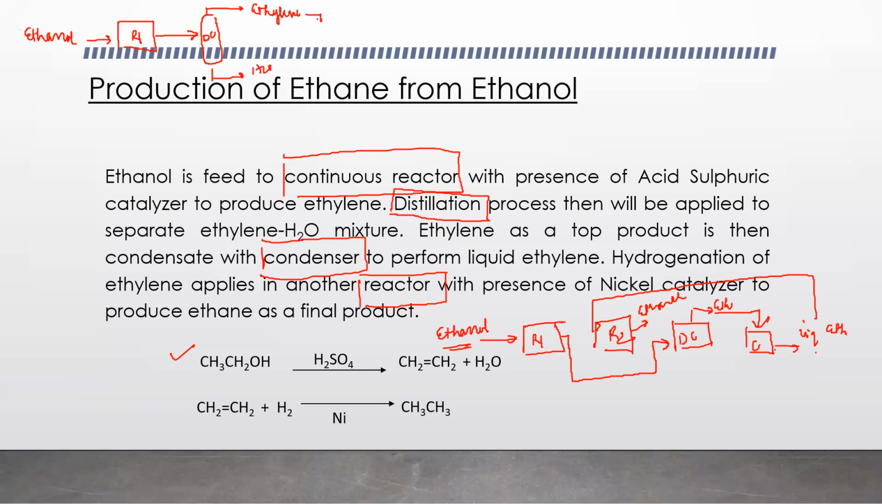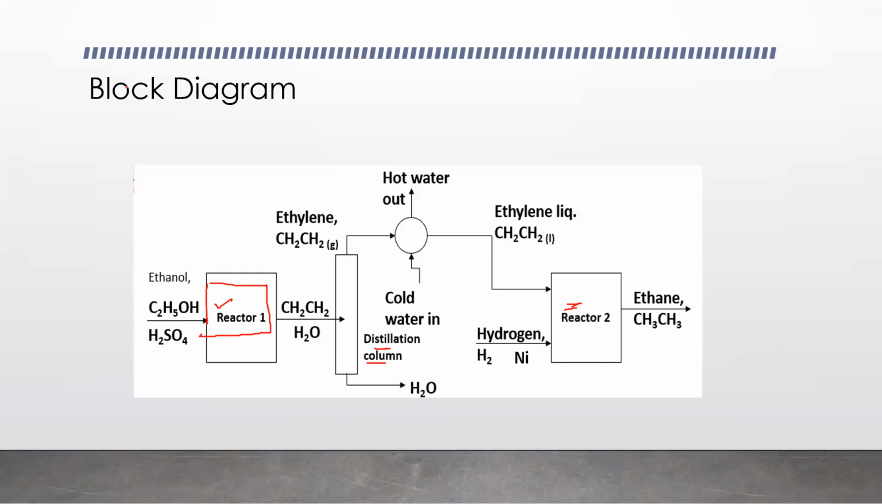And this ethylene is sent into the condenser. And finally, I have made a symbol, but it's actually a unit. Condenser. And then finally, from this condenser, it goes into the second reactor, and from here you get ethene. So this is the basic block diagram, and that is something they have given over here as well.